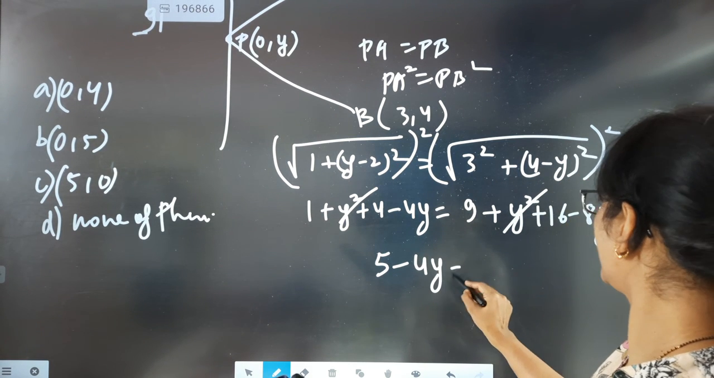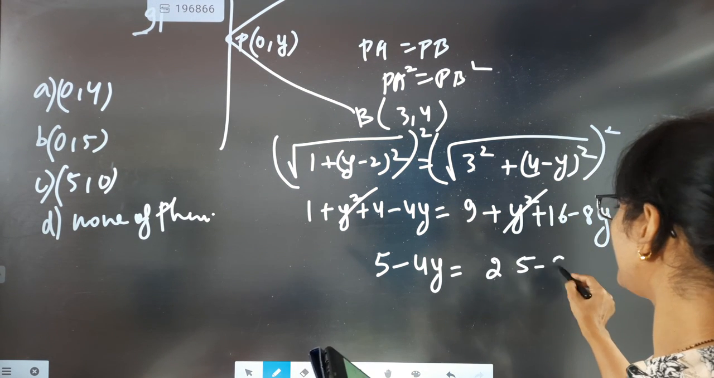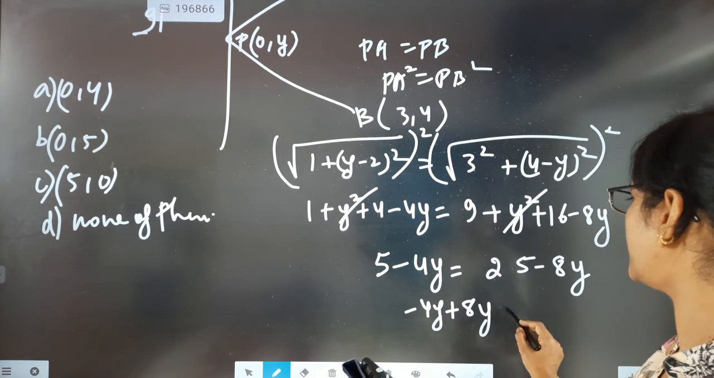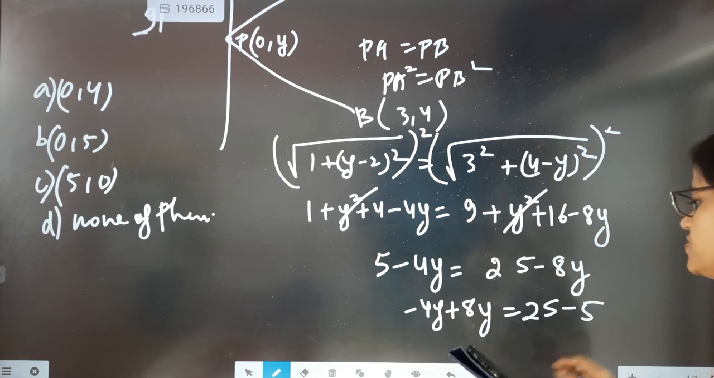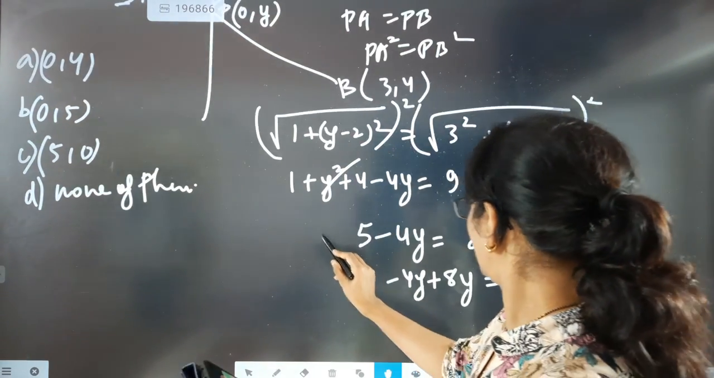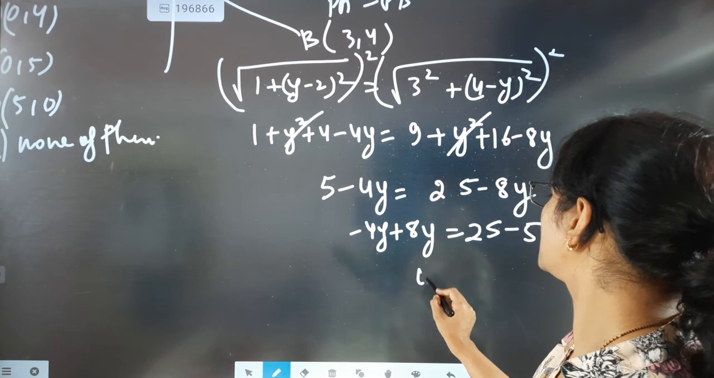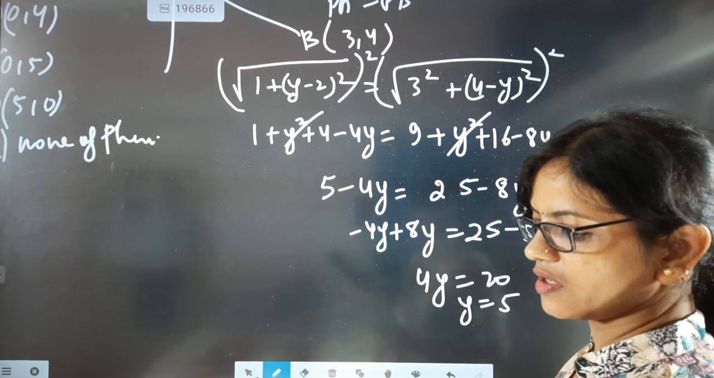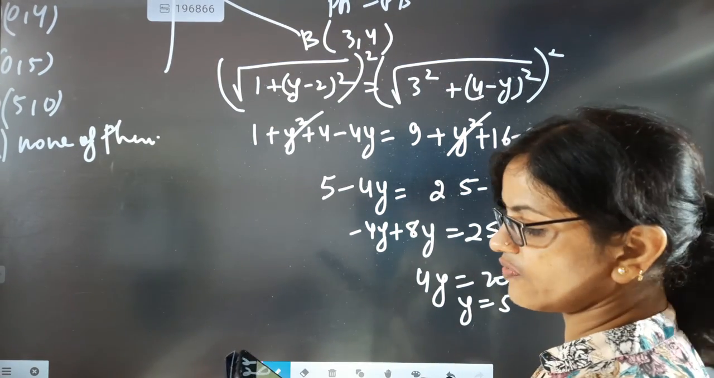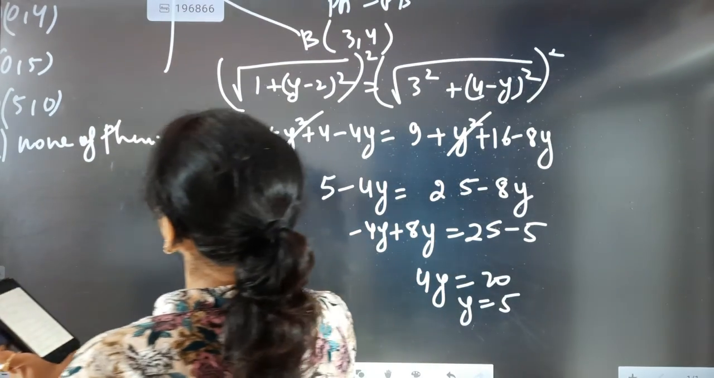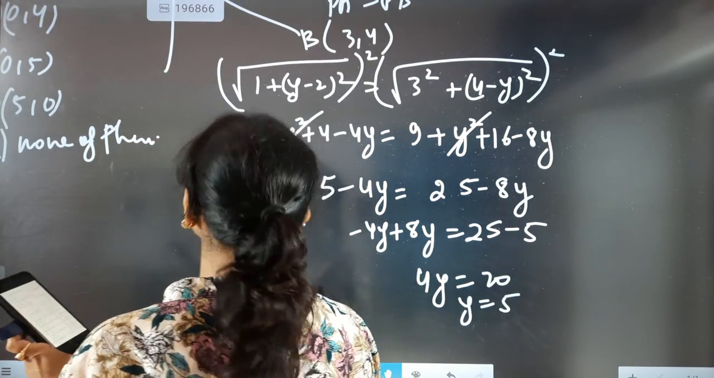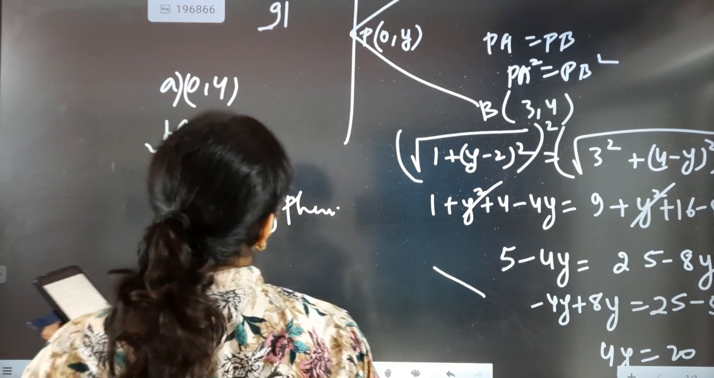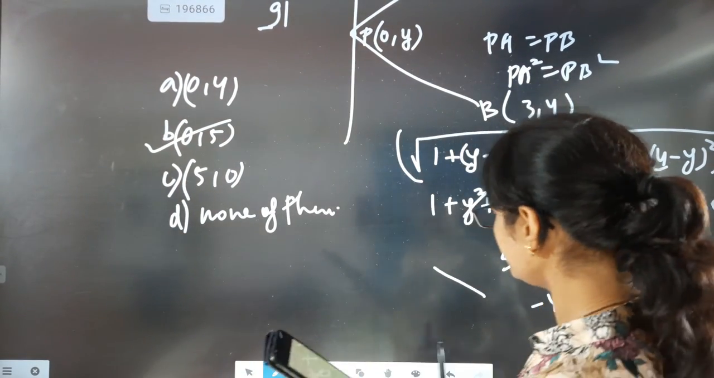5 minus 4y equal to 25 minus 8y. So minus 4y plus 8y equal to 25 minus 5. So here it is going to come as 4y equal to 20, so y will be equal to 5. So if y is 5, x will become 0. Let's see which answer is exactly going to be. So option B will become the correct answer.